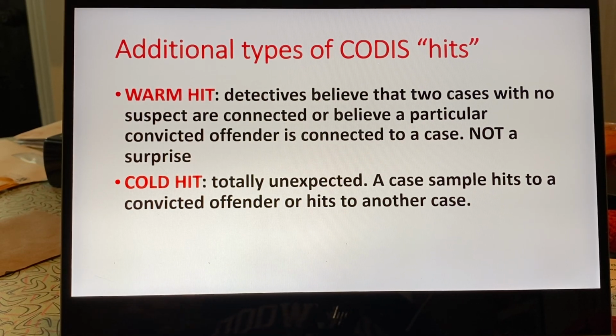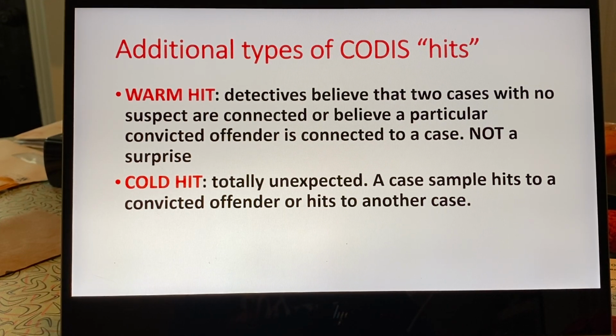Additionally, we use this terminology. So you can have a warm hit or a cold hit. A warm hit is where you kind of know what's coming, and it's where detectives, and remember, crimes are solved by good police work, by good detective work. All right, DNA helps, but it's not the end all be all. So this is where detectives think, you know what, we think these two cases are linked. They don't have a suspect, but maybe they're showing the same MO or signature trademark behavior. And when they hit in the database, it's kind of not a surprise because the detectives suspected that they were going to hit anyway. So that's what we call a warm hit.